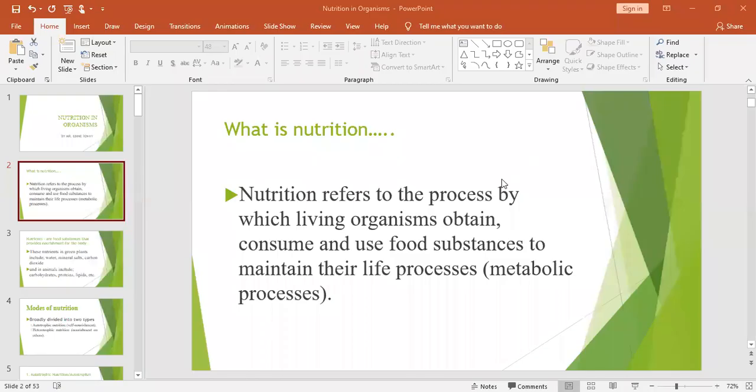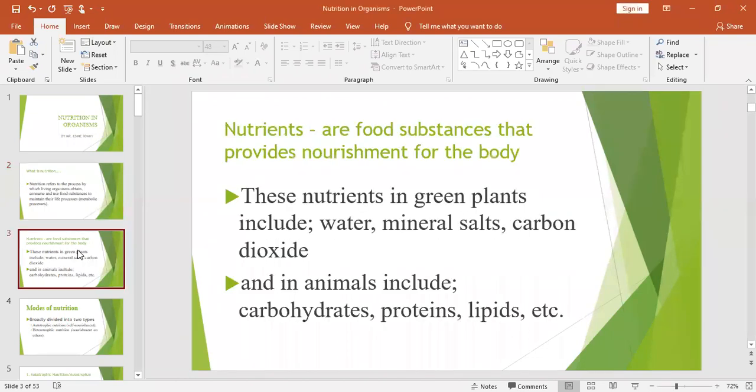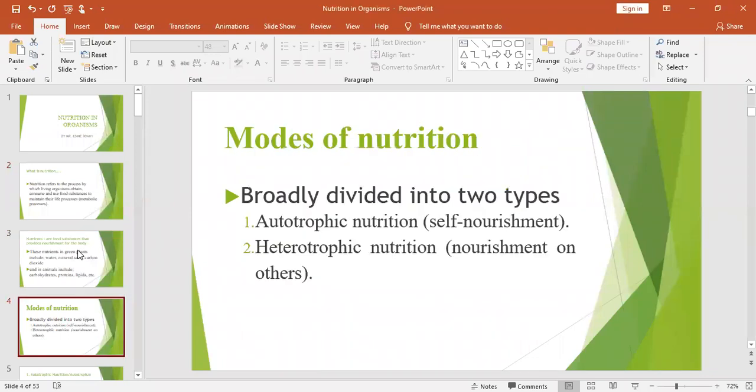We are talking about movement, we are talking about respiration, we are talking about reproduction. All those are life processes. And we said that nutrition is divided into two main modes. And of course, the modes are autotrophic, which is self-nourishment, and heterotrophic, which is nourishment on others.